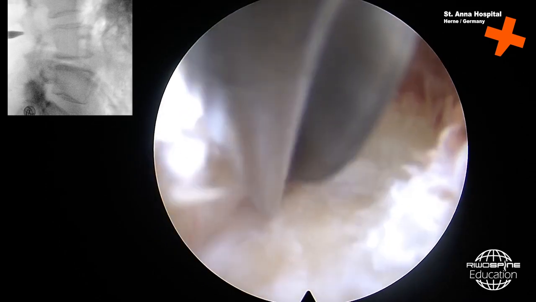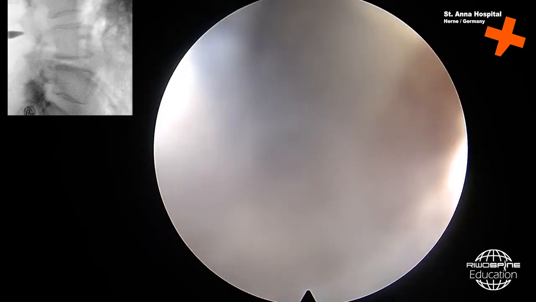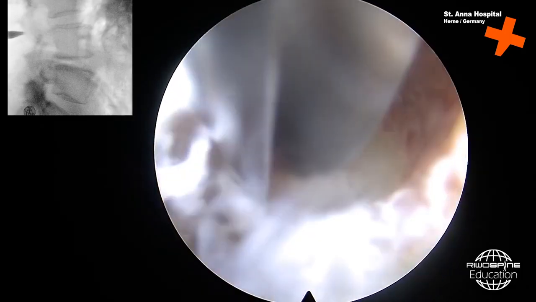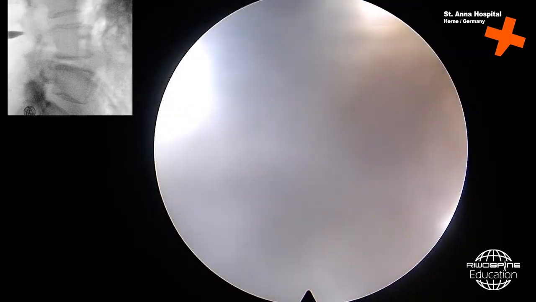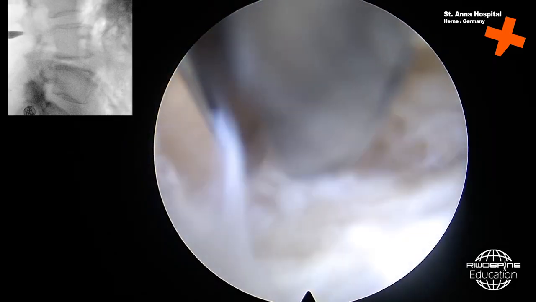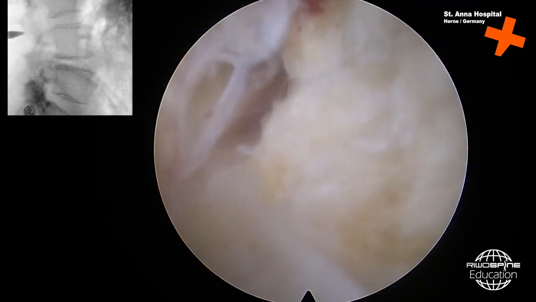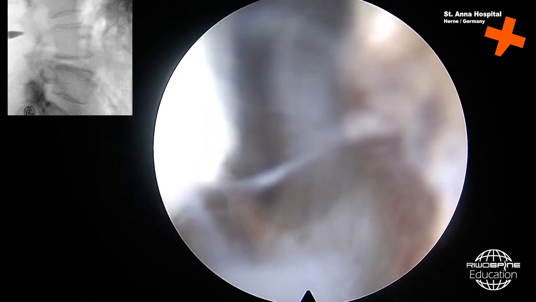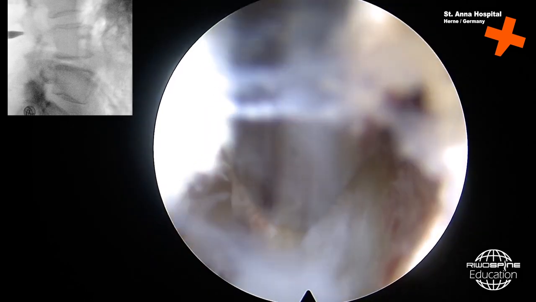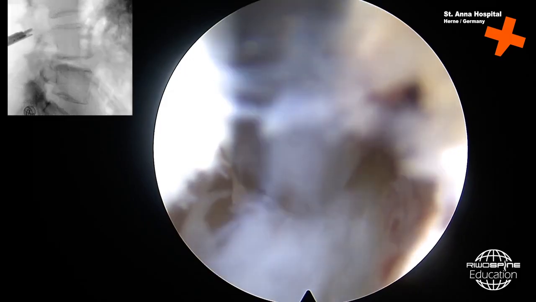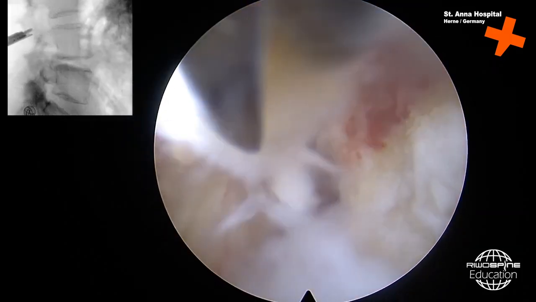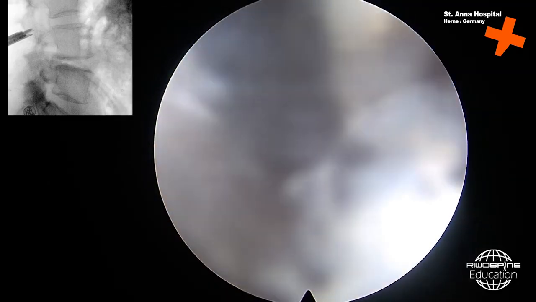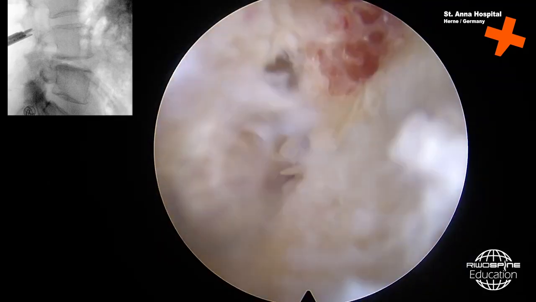The whole system works like a joystick, so I do not only move the drill, but I move the whole system. So now we check how much bone we have to resect. Just a little bit more to the cranial aspect, and then we have enough access to this space here.